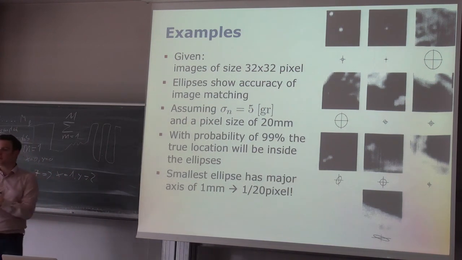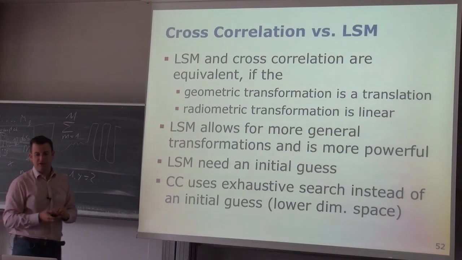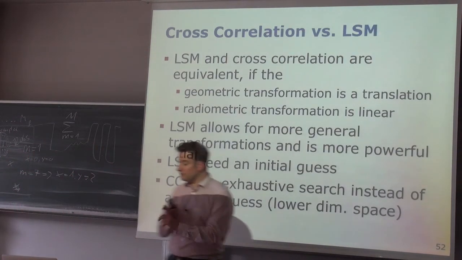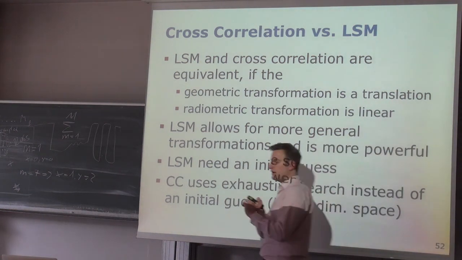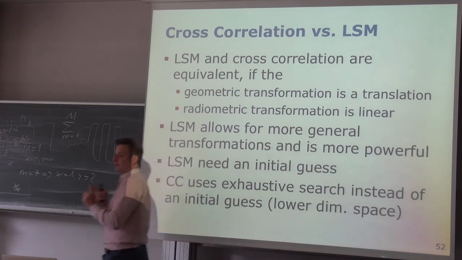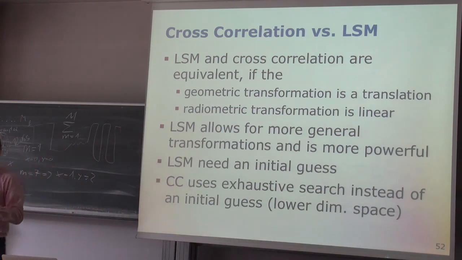So if we now compare the cross-correlation method to the least squares method. Least squares matching and cross-correlation are equivalent under the assumption that the geometric transformation is just a translation, because that's the only thing that cross-correlation can handle, and that the radiometric transformation only makes changes in brightness and contrast. And if I use my subpixel estimation, they kind of compute the solution for the same problem.